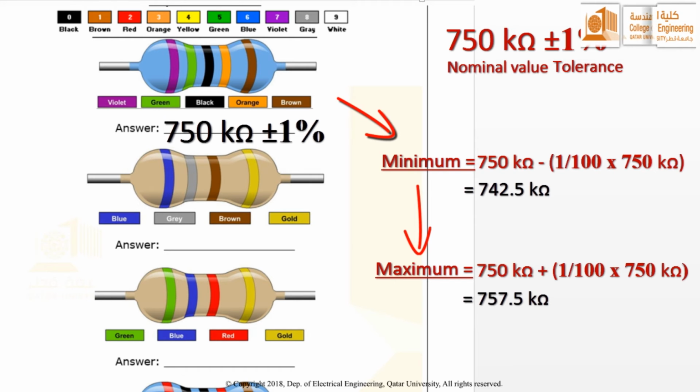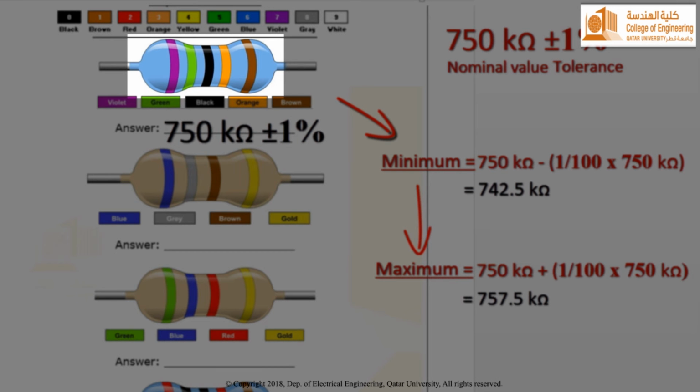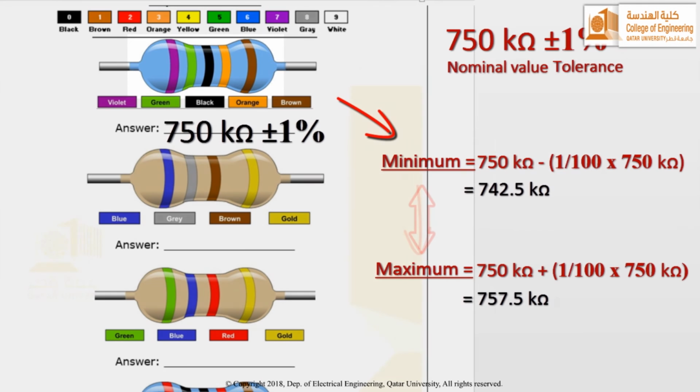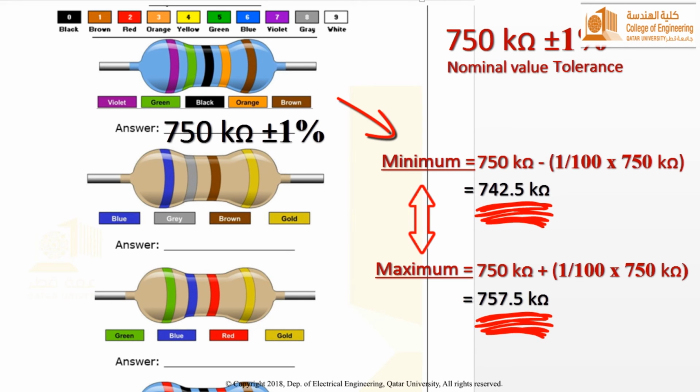So the manufacturer, using the color strips and the tolerance, is telling you that the resistance of the resistor would be between 742.5 kilo ohm minimum till 757.5 kilo ohm. So it will not be less than this, it will not be more than this. Once we measure the resistance of a resistor practically using a multimeter, this will be more clear.